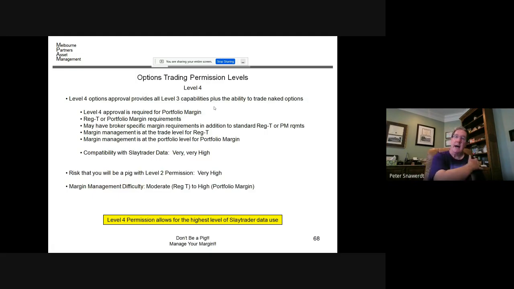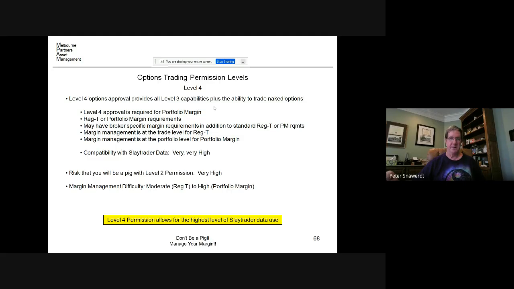Level 4 requires a reasonable amount of experience. I think E-Trade requires you to have, first of all, E-Trade is a pain in the ass to get a level 4 options trading permission level with. This is basically what portfolio margin requires. You have to have at least 15 years of experience. They usually like that 15 years of experience to be trading at least level 3 with them.